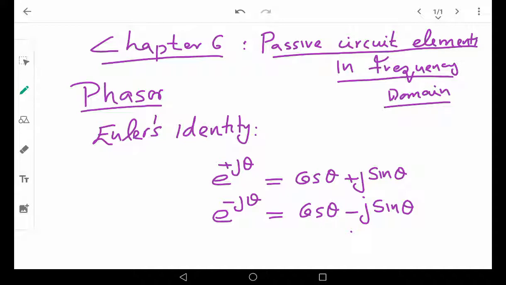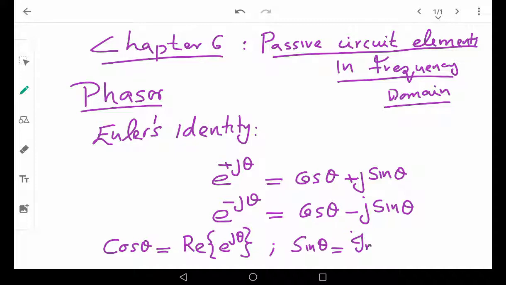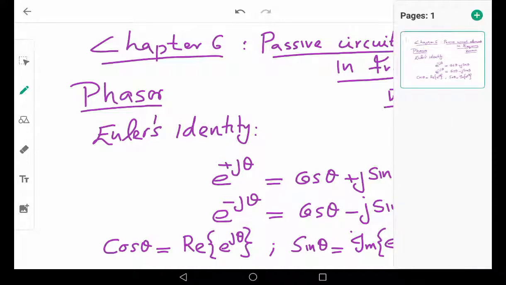So you can write that cos theta equals the real part of e raised to j theta, because e raised to j theta is a complex number. The real part is cos theta, and sin theta is the imaginary part of e raised to j theta. These things we have already studied in mathematics. Now we will extend this concept to signals.